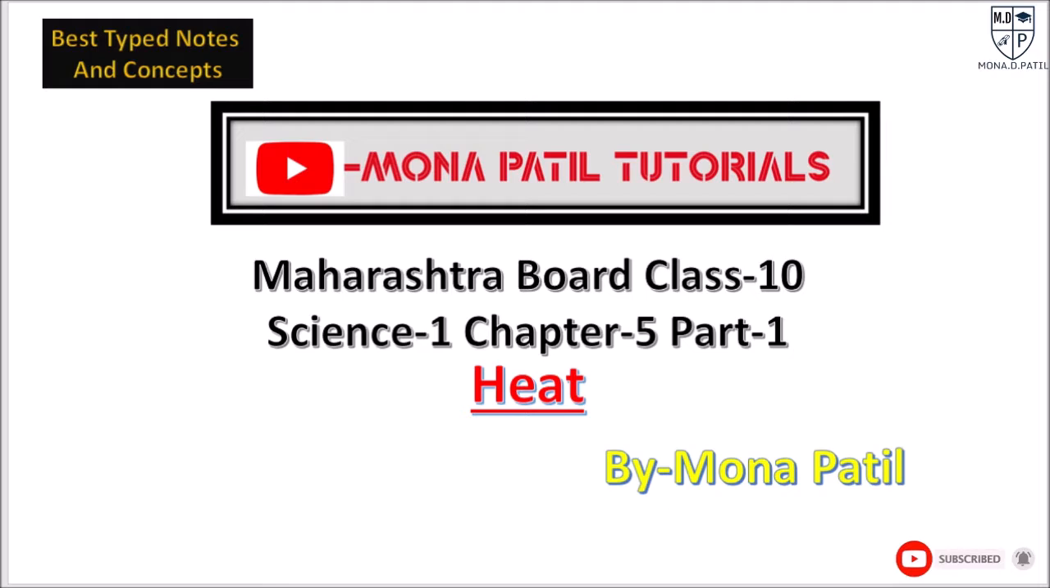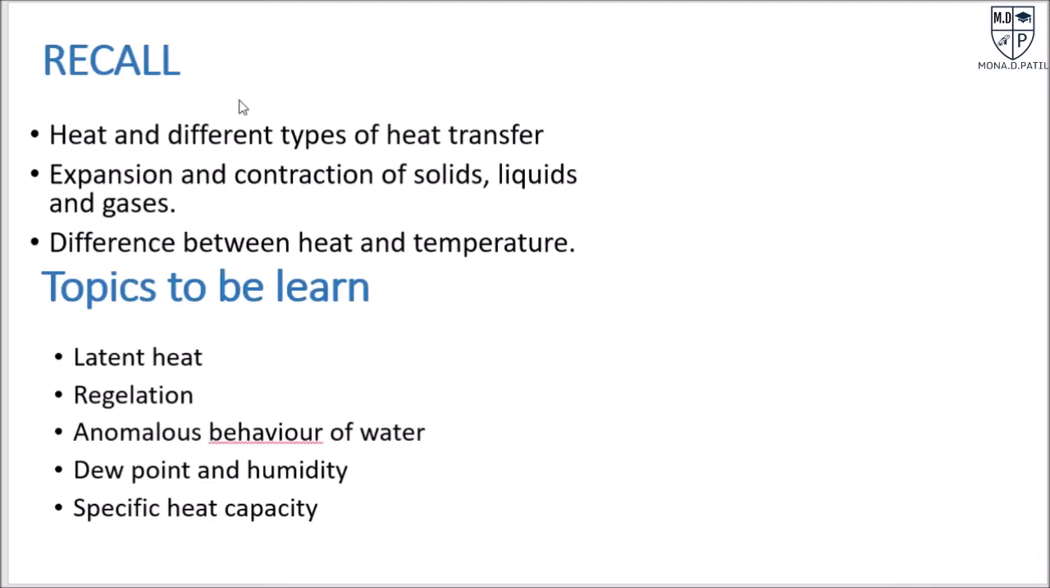Let's recall what points you have studied in the previous standard, that is last year: heat and different types of heat transfer. Heat transfer takes place in three ways: conduction, radiation and convection. Here we will understand with one example. First, radiation means the heat obtained directly from the sun. Between the sun and earth there is no medium, yet heat still comes toward the earth. This is due to the radiation of rays.